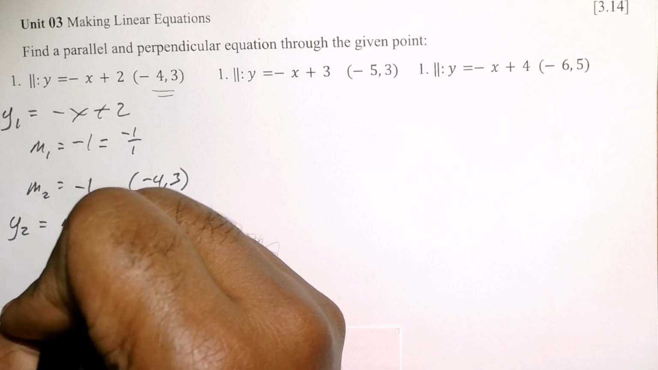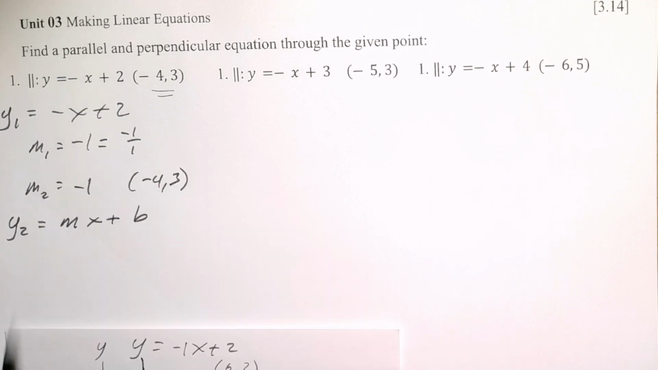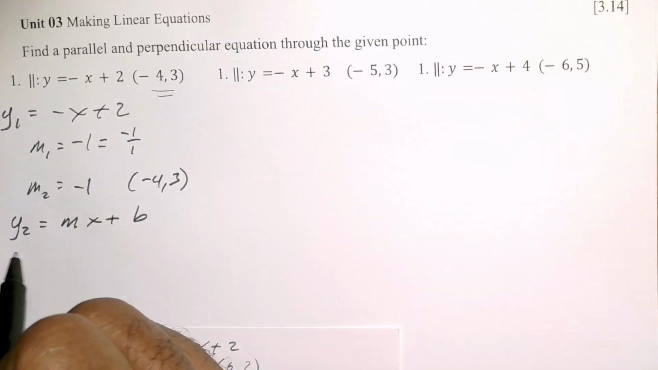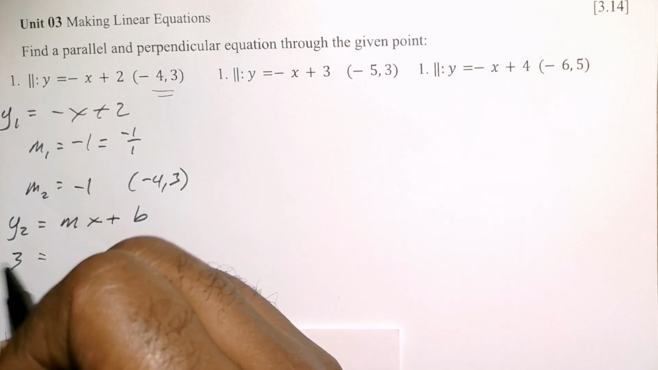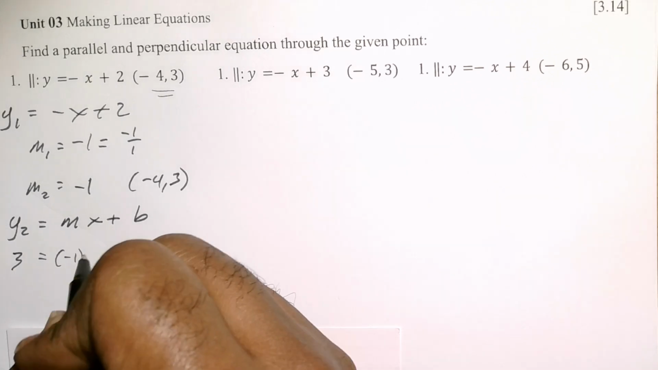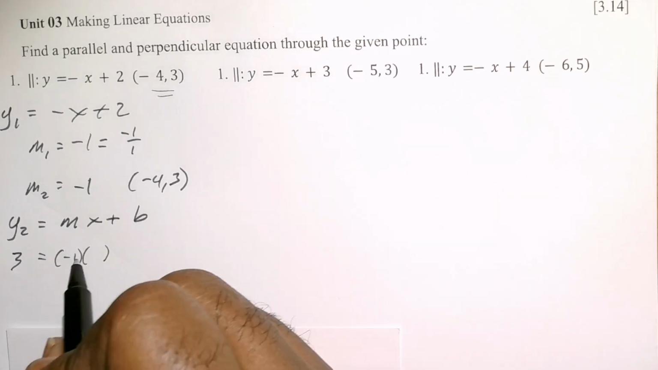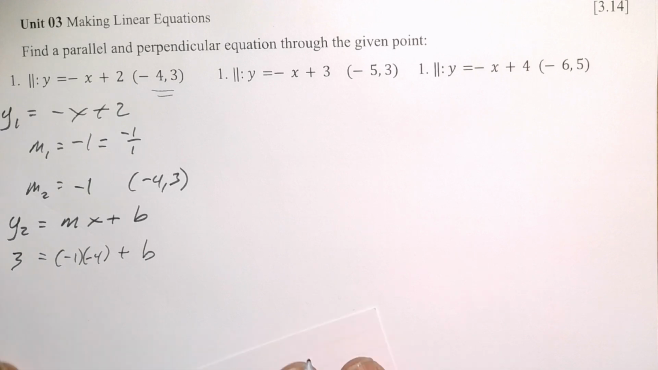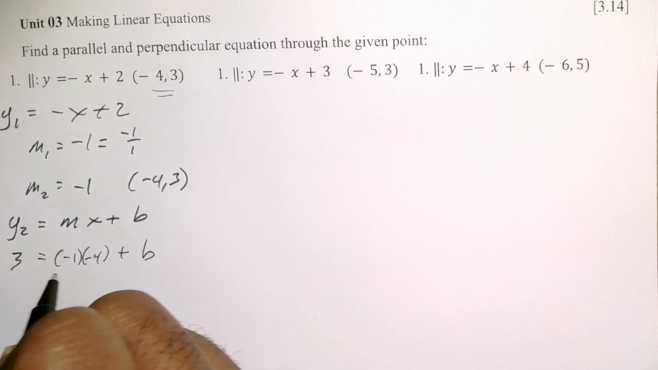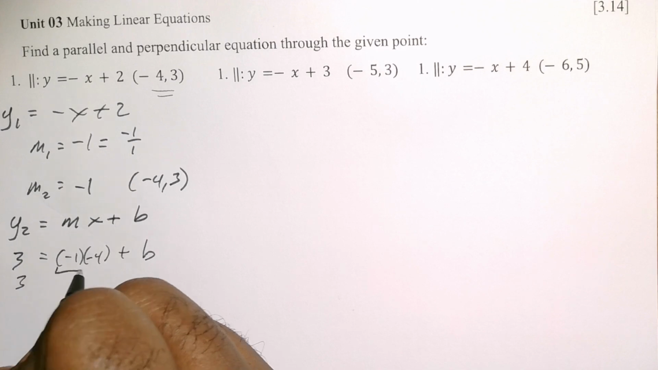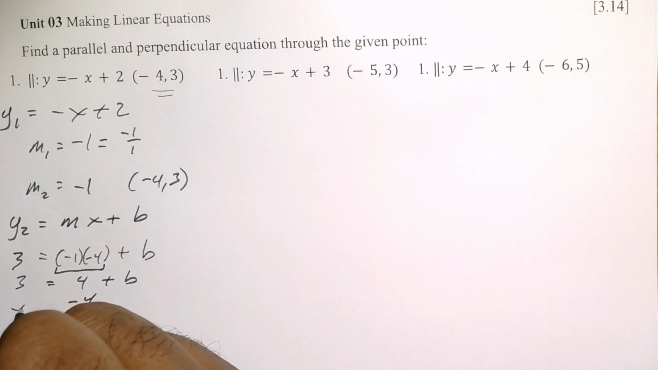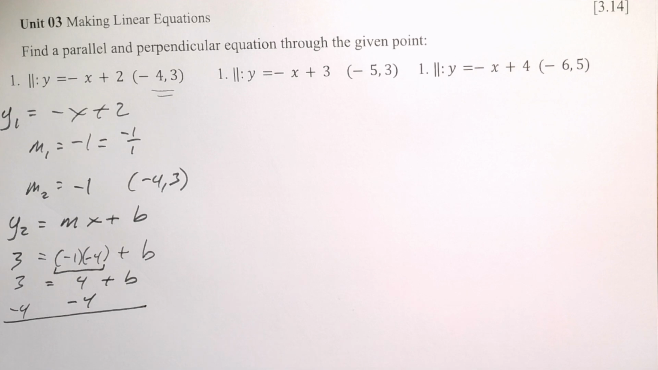So y equals mx plus b. The y is going to be the 3. The m is going to be negative 1. The x is going to be negative 4. And then plus b. Okay, then let's solve for b. So we're going to multiply these two together and get a positive 4 plus b. And then subtract 4 from both sides. From there, we're going to get a negative 1 equals b.